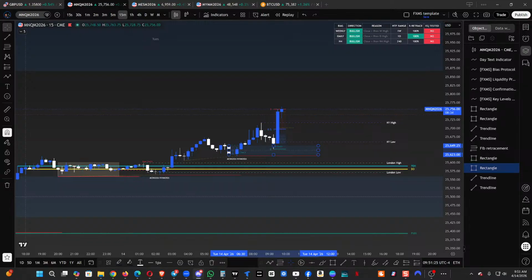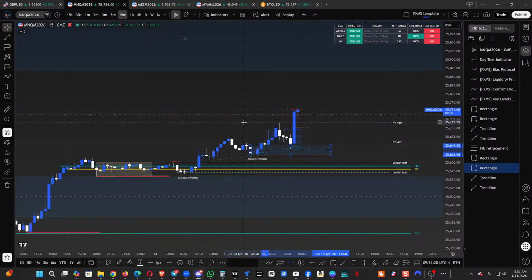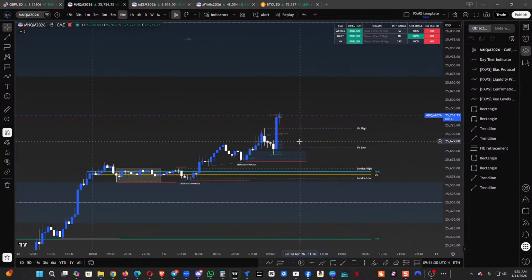Yes, exactly. And that is our whole model. That's what we're trading. We're trading the PO3 model, the accumulation, manipulation, distribution, exactly.